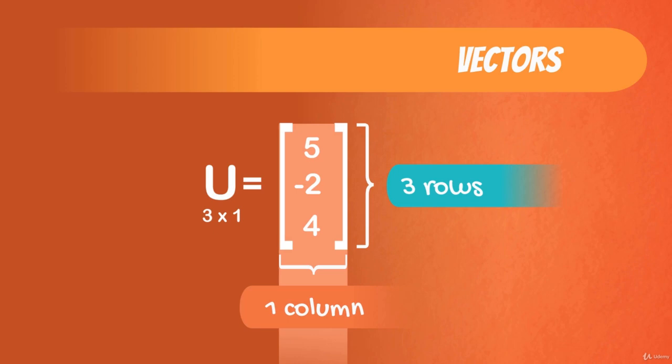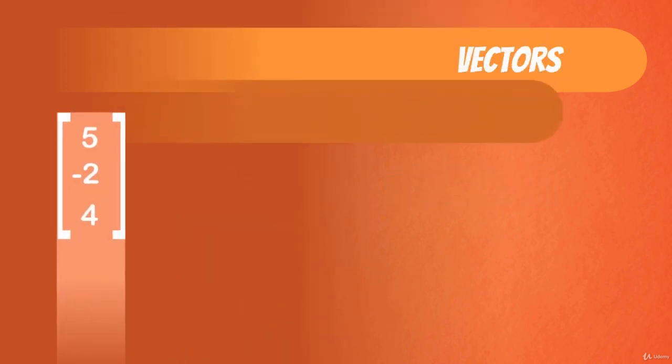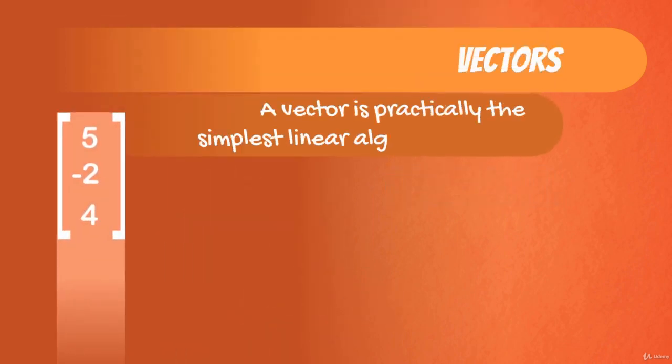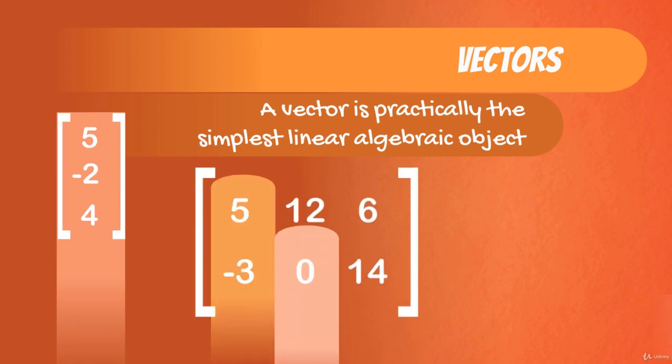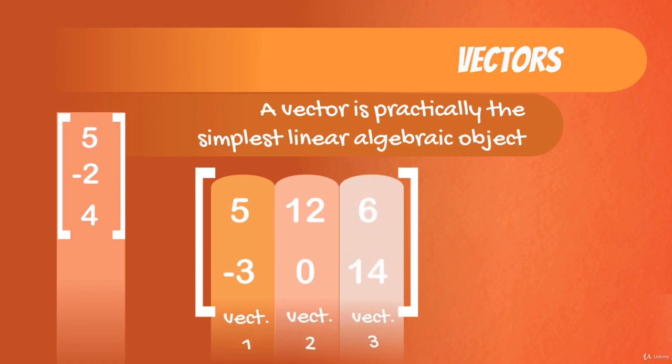Since a scalar is basically a number, a vector is practically the simplest linear algebraic object. Due to the many applications of vectors, they have this special name and are often examined as a separate object. Moreover, it is more common to view a matrix as a collection of vectors rather than a vector as a special case of a matrix.